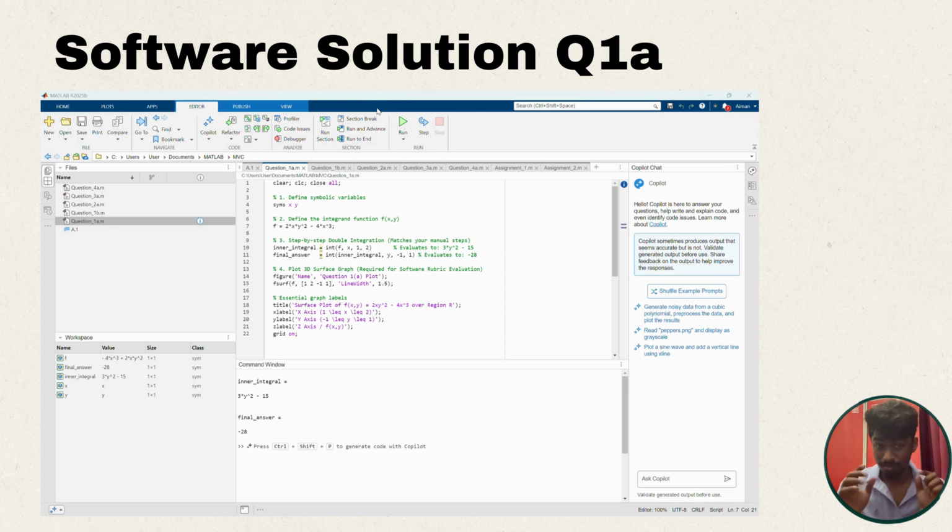Finally, this video on this slide shows that the script seamlessly generates the 3D surface plot by utilizing the fsurf command along with precise axis labels. The software gives us an instant, interactive look at the geometry of the function across our exact integration boundary. So this is only from my side, and thank you so much.